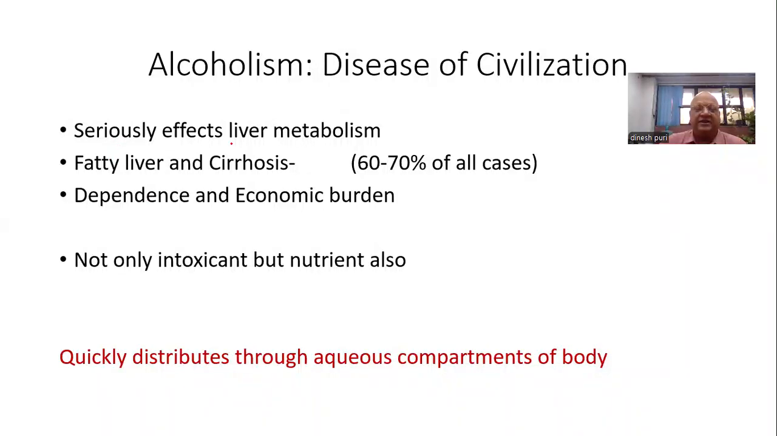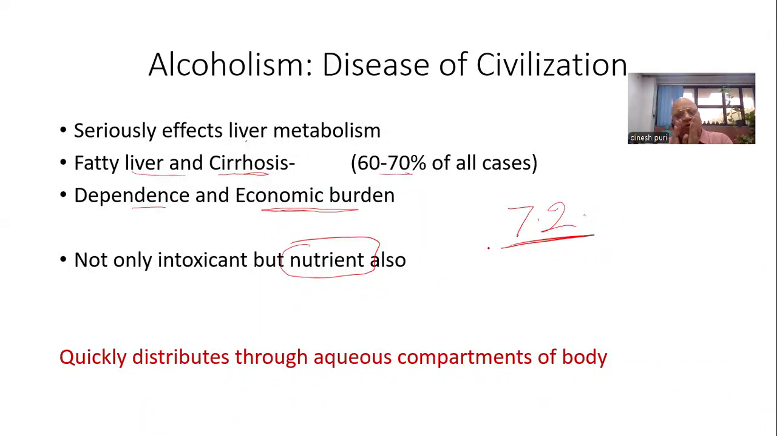Alcoholism seriously affects liver metabolism. 60 to 70% of all cases of fatty liver, cirrhosis, etc. are due to alcohol intake. And then, of course, you all know the tremendous economic burden, dependence and associated problems. One special point: alcohol is a nutrient as well. 7.2 kilocalories per gram is the energy value.